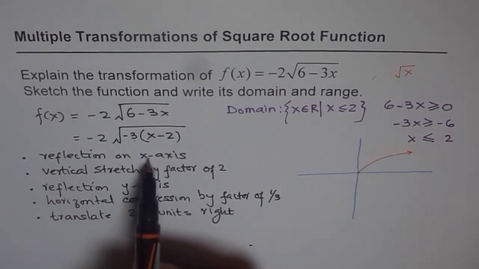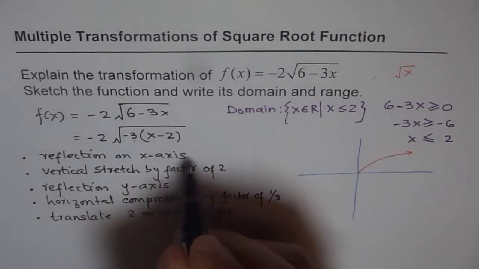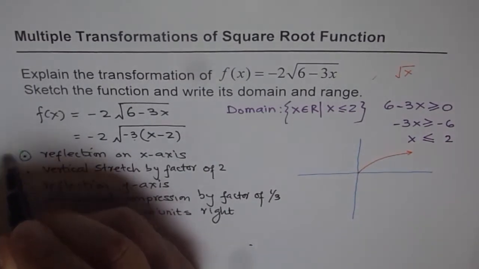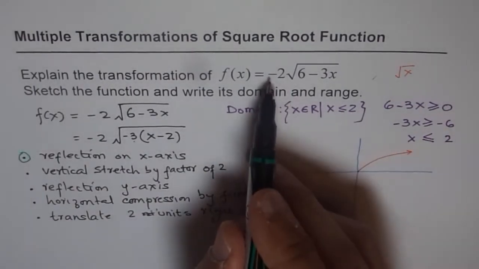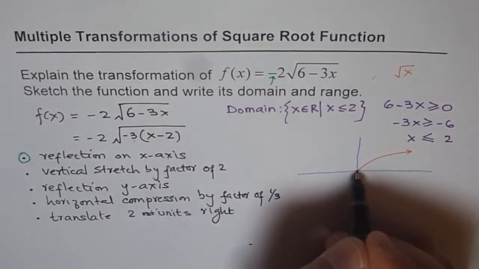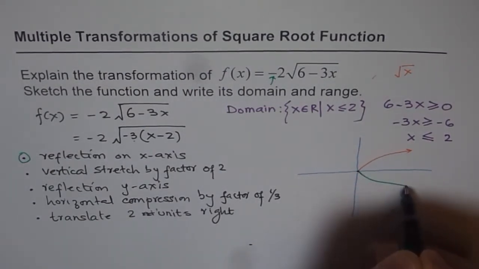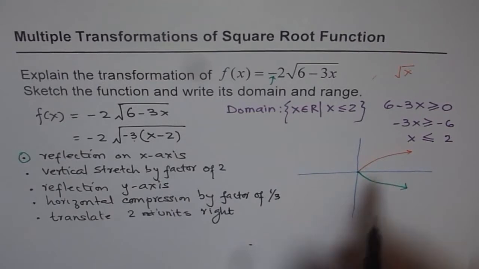That is reflection on the x-axis. So what happens when we reflect it on the x-axis? Let me show it in green color, right? So this is reflection on the x-axis. This is that minus thing, right? So we are not talking about this minus, it just gets reflected on the x-axis. This is your x-axis, right? So it just gets reflected here and it becomes like this. Do you see that? So that is the reflection on the x-axis.